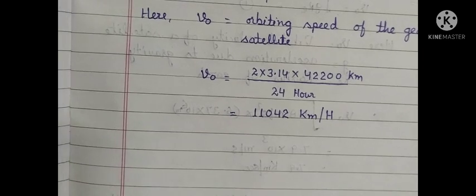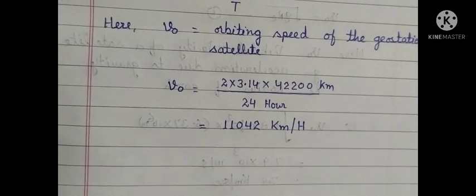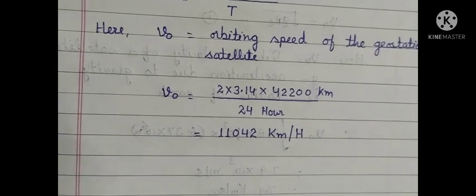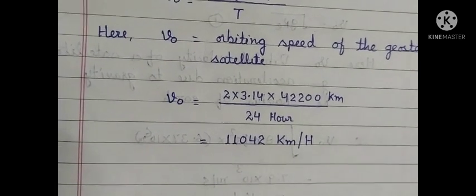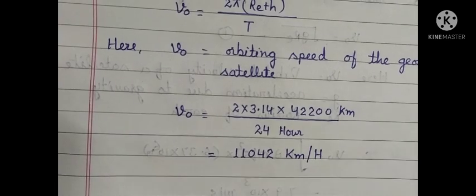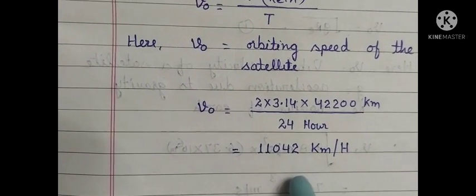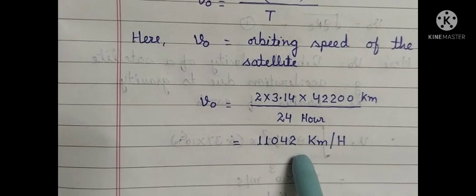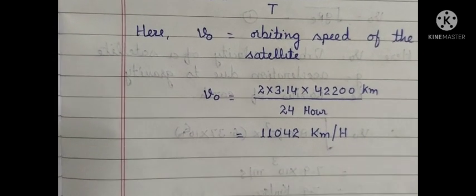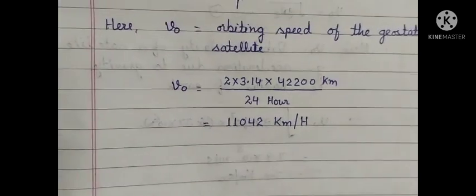So geostationary satellite is placed at a height of about 36,000 kilometers from the surface of the Earth, and the speed with which it is moving around the Earth in the orbit is about 11,042 kilometer per hour. So this is all about the geostationary satellite and its orbiting speed.